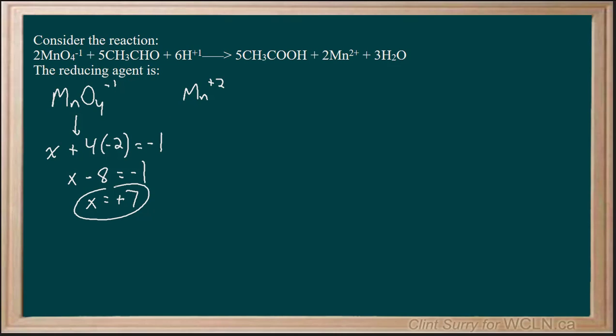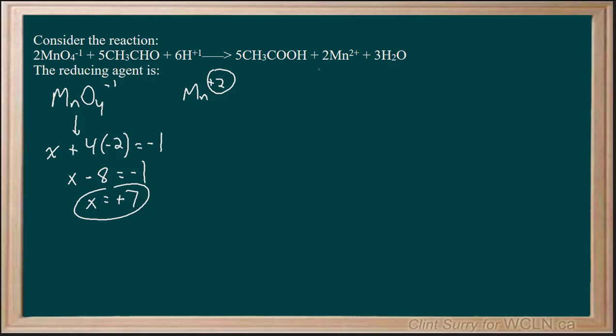It's going from plus 7 to plus 2. That is an example of it reducing. Now, our reducing agent is the species that oxidizes, so that's not the one we're going to be looking at. The next one we can look at here is our carbon in the other compound.